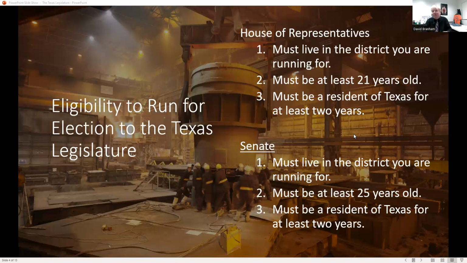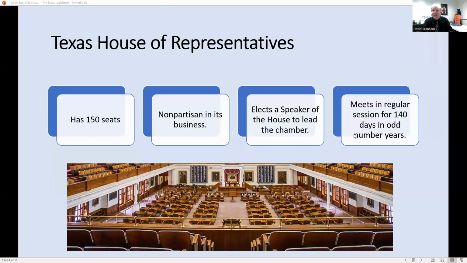But if you live in Sheila Jackson Lee's district in the 3rd Ward, you can run for Congress in a district that's in the Woodlands. There's no law against that as long as you live in the state. So that's how the federal U.S. House of Representatives is different from the Texas Legislature. In the Texas Legislature, if you don't live in the district, you don't get to run.